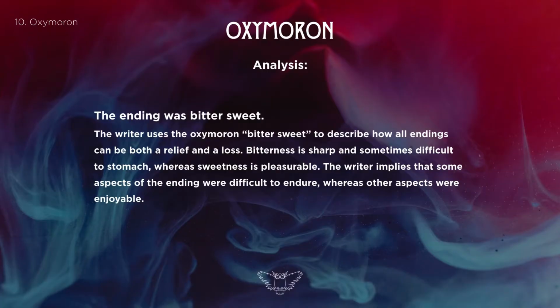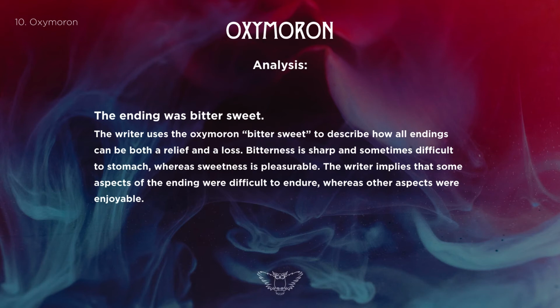So I'm going to take quote number 1 and I'm going to analyze it exam style. The writer uses the oxymoron bittersweet to describe how all endings can be both a relief and a loss. Bitterness is sharp and sometimes difficult to stomach, whereas sweetness is pleasurable. The writer implies that some aspects of the ending were difficult to endure, whereas other aspects were enjoyable.